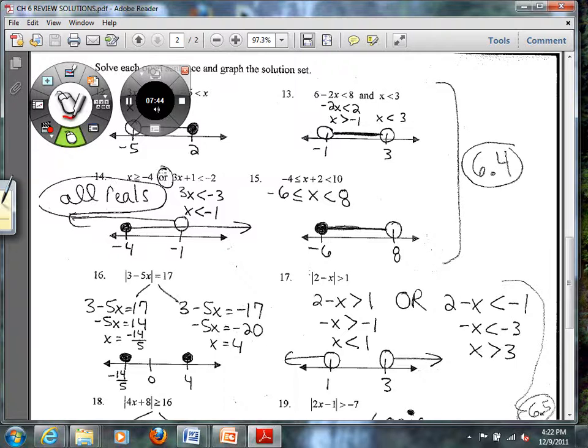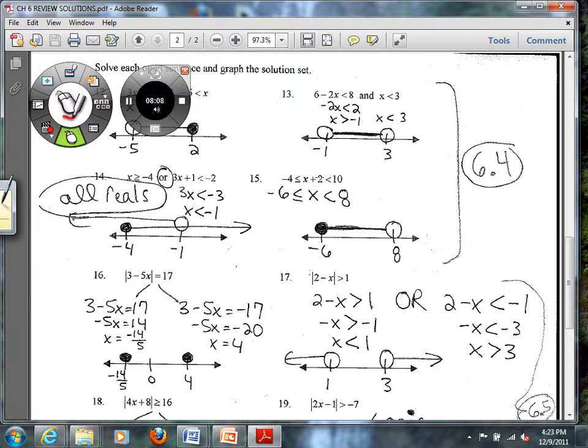This is an OR problem. And so when you put those two graphs together, everything's covered on the number line. So this is actually all reals. To say it correctly, every number on the number line is covered by either this one or this one, so we say all reals. If this was an AND problem, then we'd only have the middle part that we would say is the solution.